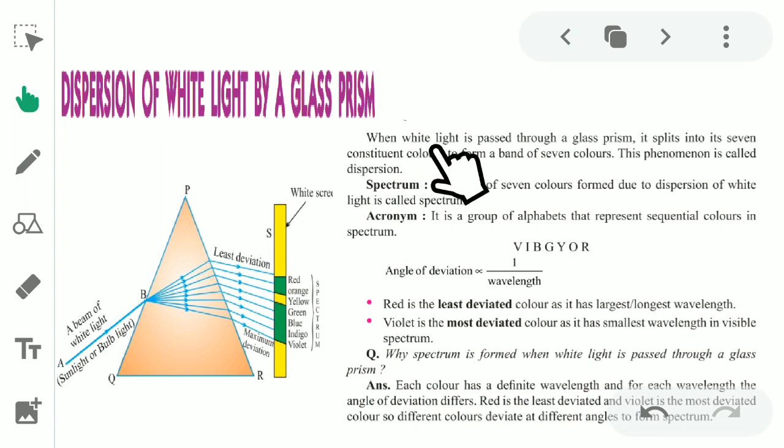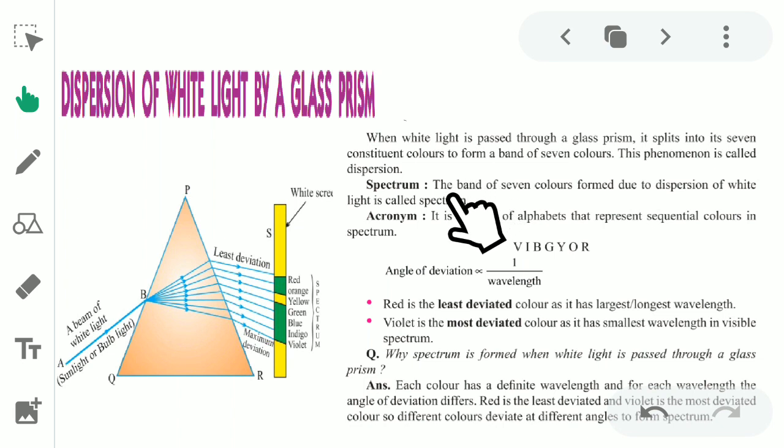Dispersion: when white light is passed through a glass prism, it splits up into its 7 constituent colors, to form a band of 7 colors. This phenomenon is called dispersion. This applies to white light, or any type of polychromatic light.